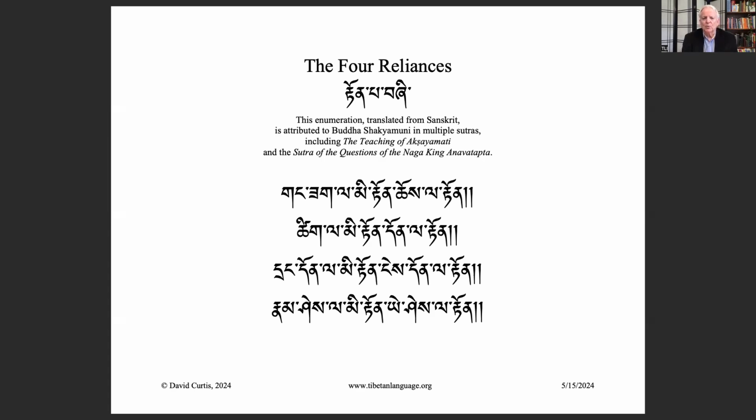Okay, so what we have here is a title in Tibetan at the top, and then the four-line item itself. The title, the Four Reliances, is a pretty accurate translation, but the way that I teach is first that we spell a line, then we read it out, then we go back and analyze it, determining what part of speech the words are, and then I offer a translation.